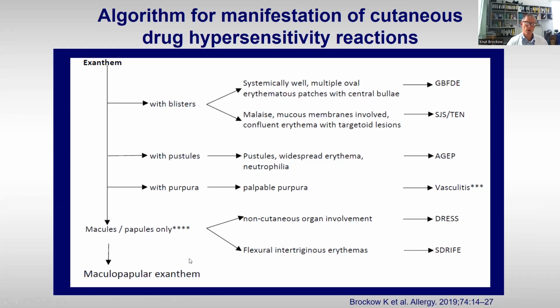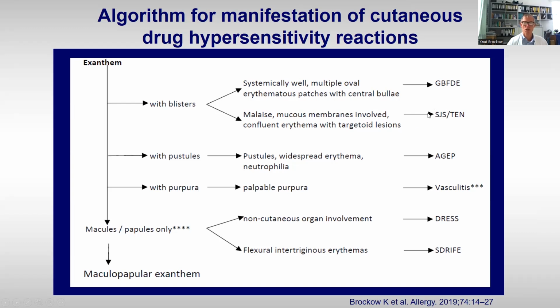However, to be able to recognize untypical exanthems, different from maculopapular exanthems, you have to look very closely at the primary lesions of these exanthems. There are exanthems which occur with blisters, and this is a warning sign, because if you have blisters on the skin and in the mucous membranes, and the patient is quite ill and might have a confluent erythema with targetoid lesions, it's a severe cutaneous adverse reaction.